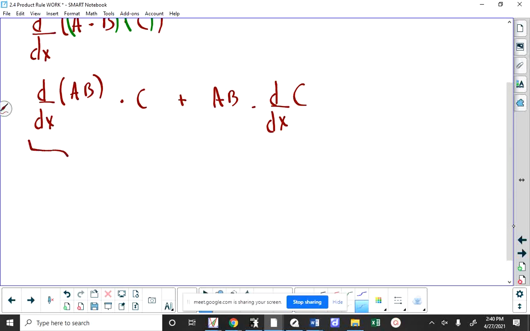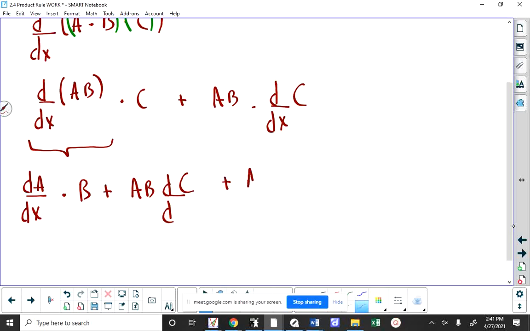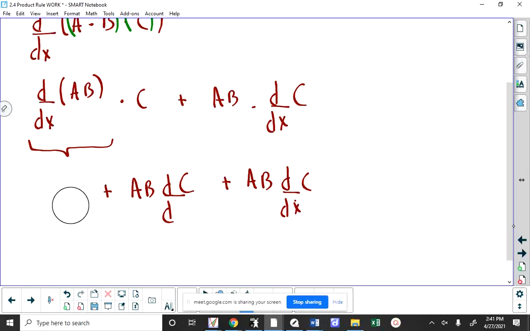So this part becomes the derivative of the first times the second plus the first times the derivative of the second, and then we have plus AB times the derivative of C. And I'm missing my second here, I'm missing my C. I got to be careful here.